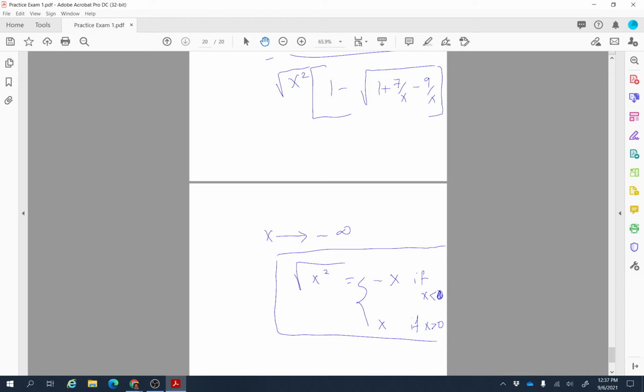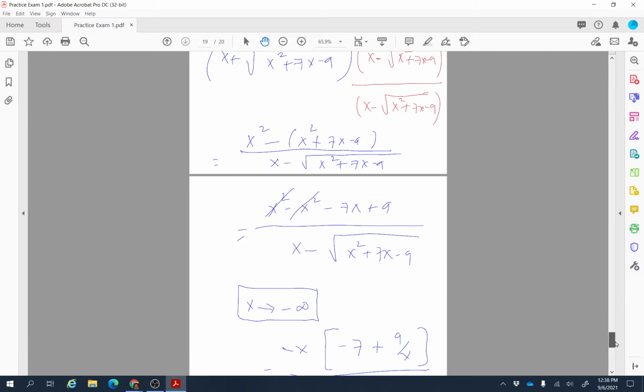And don't be confused. The value of x is negative, but this negative sign is different from the value of x itself. So whatever value you put here, it will eventually be positive because of this negative sign. So this is the definition we need to use to simplify the expression here.